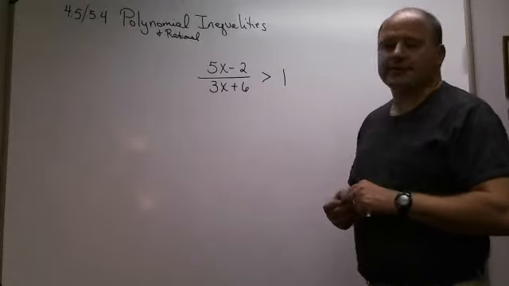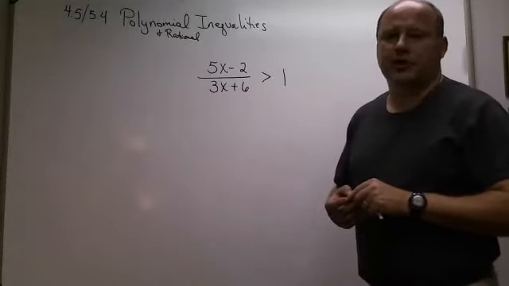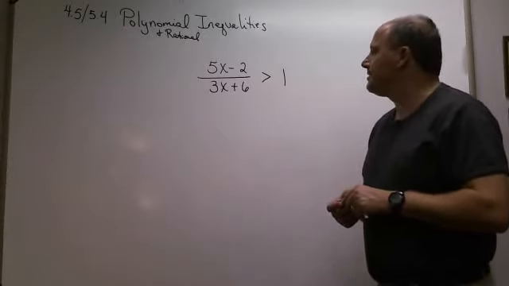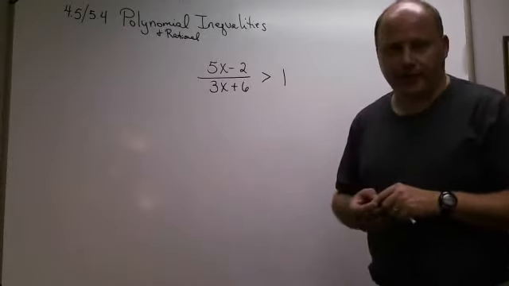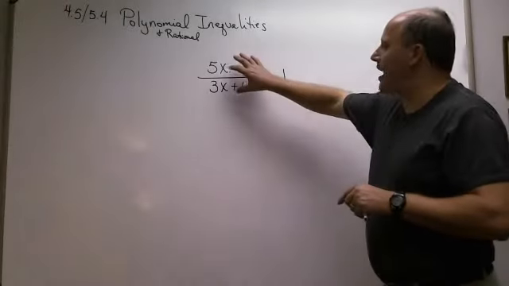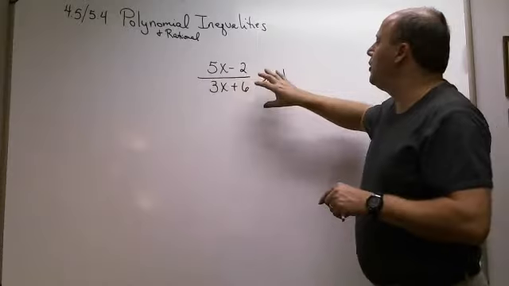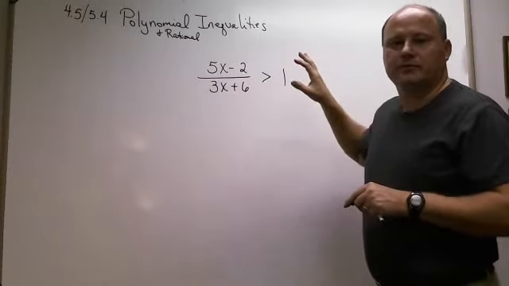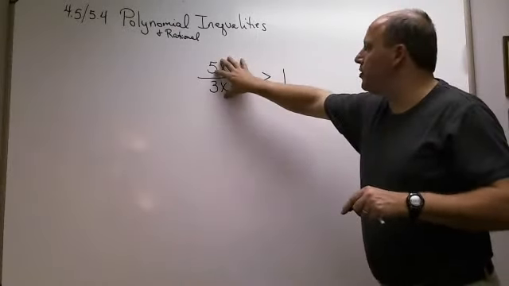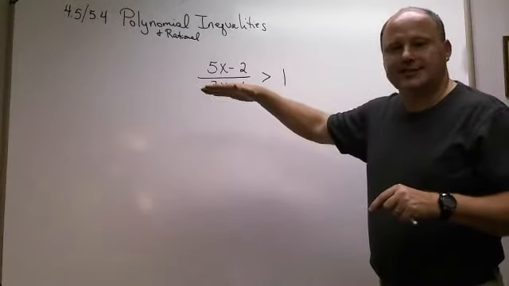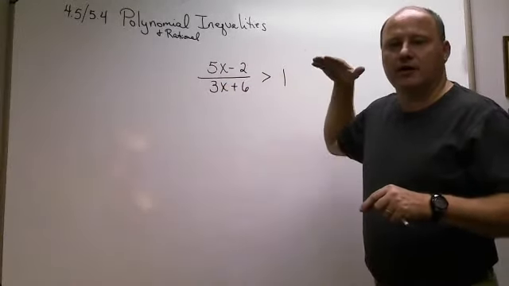Okay, this is our last part of the polynomial and rational inequalities. This is actually a rational inequality: (5x minus 2) over (3x plus 6) greater than 1. Now, this is a rational function with a horizontal asymptote of 5/3, and they want to know when that's greater than 1. So you could draw this whole thing and put a horizontal dotted line at 1 and see where the graph is above 1.